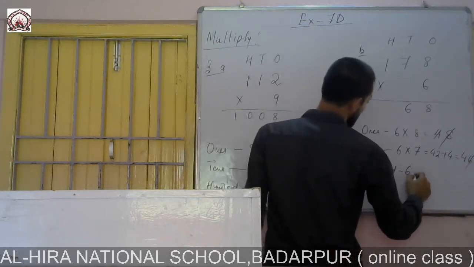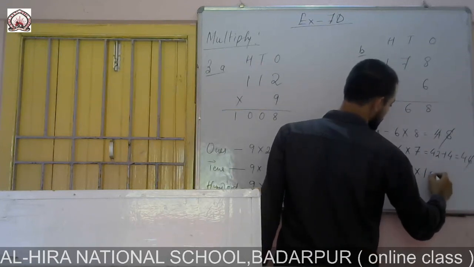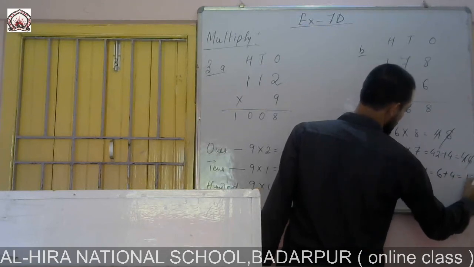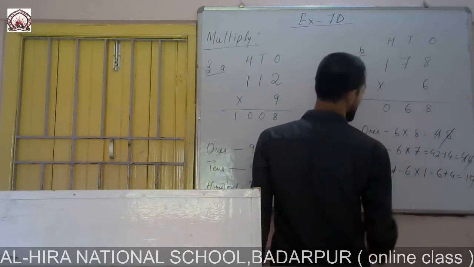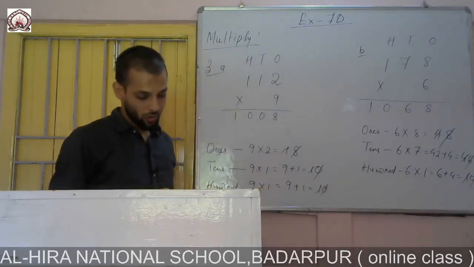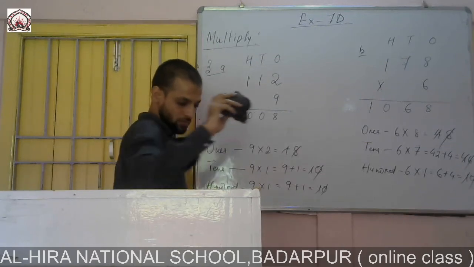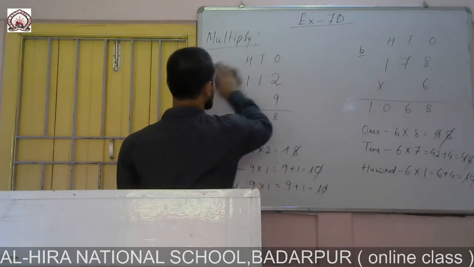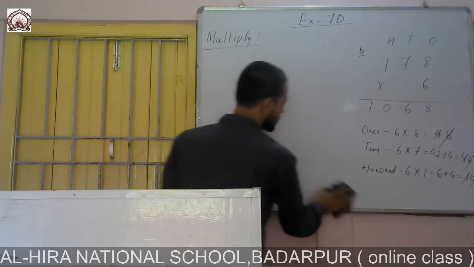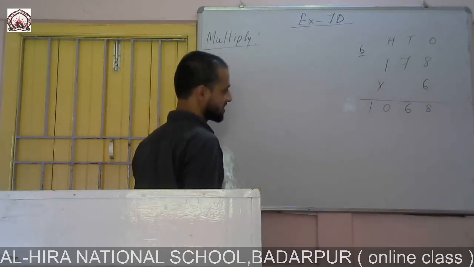This 4 will be here for which place? Hundreds place. So in hundreds place 6 into which? 6 into hundreds place. That means 6 into 1, 6 equal to what? 6 plus 4 equals to what? 10. So 0 will come here in hundreds place, 1 will come here in thousands place. So the answer is 1068. So this is the answer, 1068.